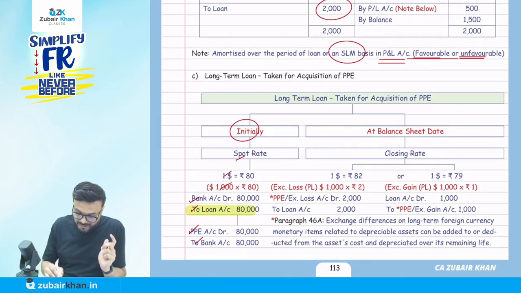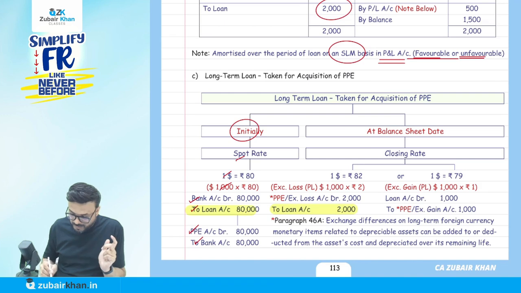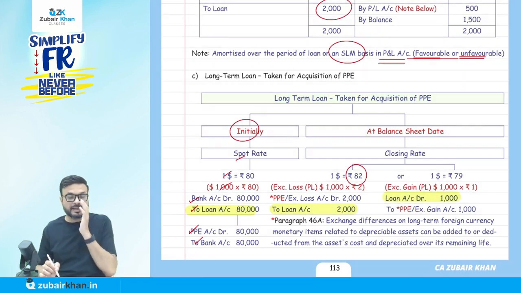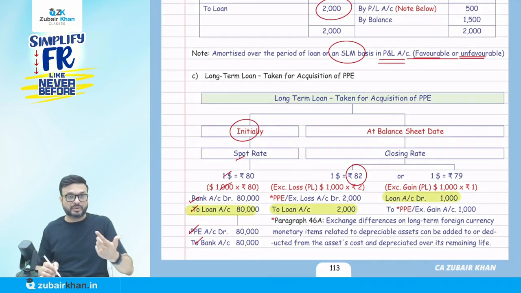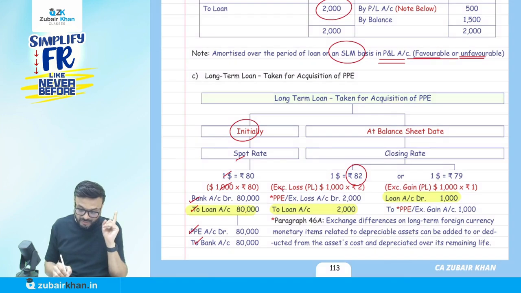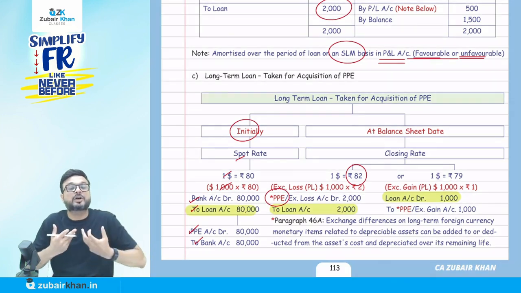The balance sheet date comes here now. And what happened here? On the balance sheet date, suppose the exchange rate is not 80, it is 82. Now I'm liable to pay on that loan not 80,000 but 82,000. Correct? I have a loss here. So I have an exchange loss, it will go to the P&L account, but they have given me the option to add it to the cost of the PP.